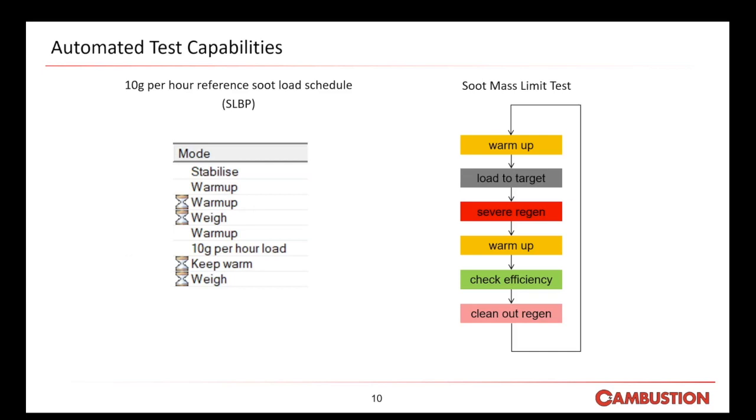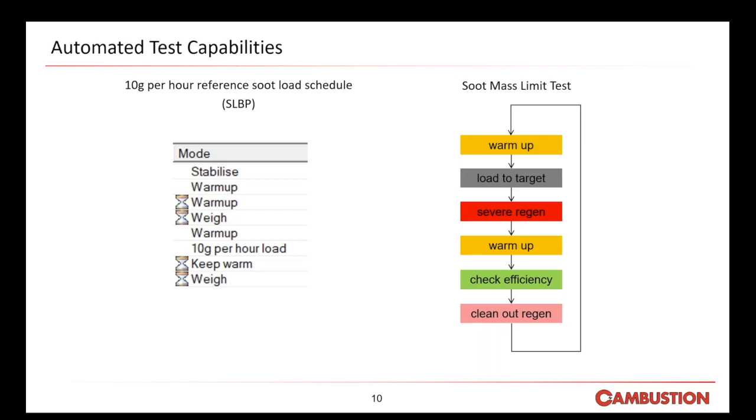So, automated test capabilities. On the left-hand side is an example of a simple test schedule to determine the filter back pressure versus soot load. The test normally consists of a sequence of different modes like this, which are easily configured and modified to run automatically. For more complex applications, these schedules can be combined into longer programs which can run uninterrupted for days in some applications.